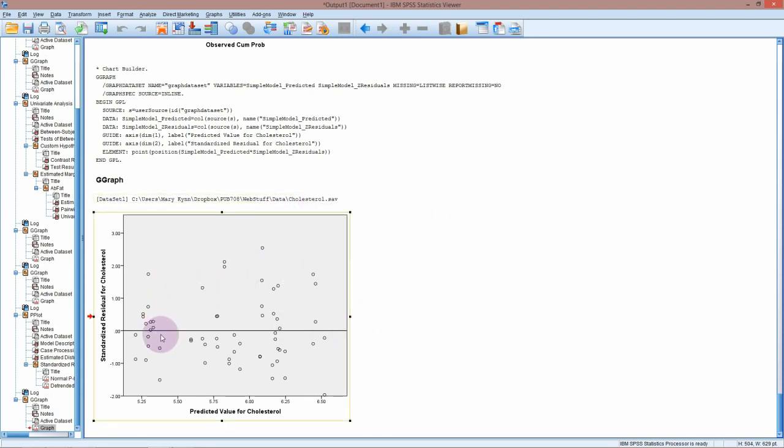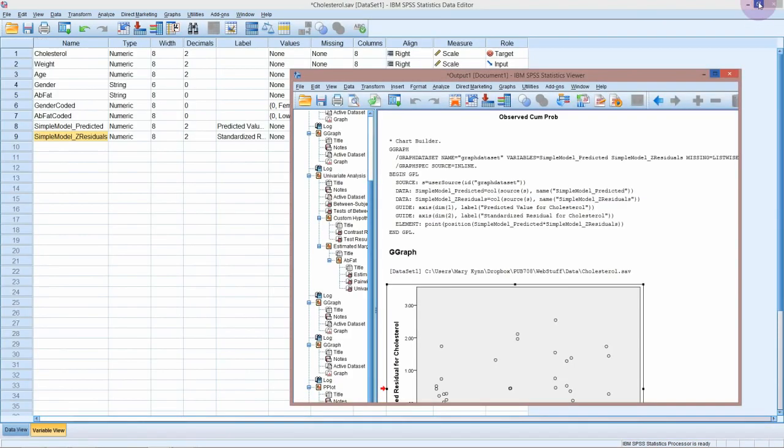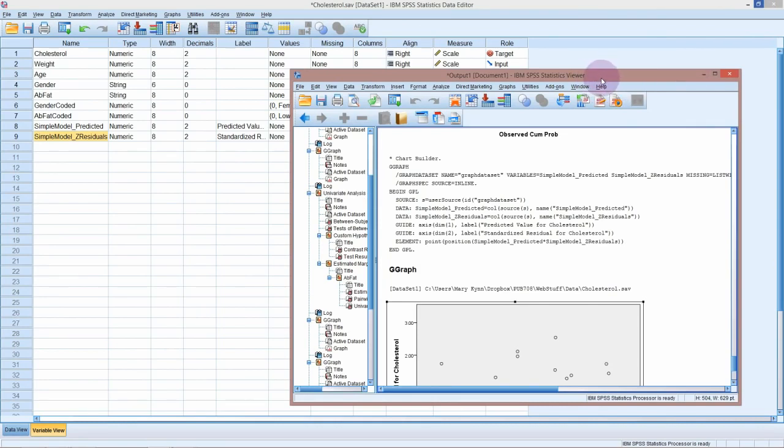So there doesn't seem to be any patterns here. If there was a curved relationship between weight and cholesterol, then we might see a curve come out in the residuals here, but I can't see any patterns there. So that's the simple model.